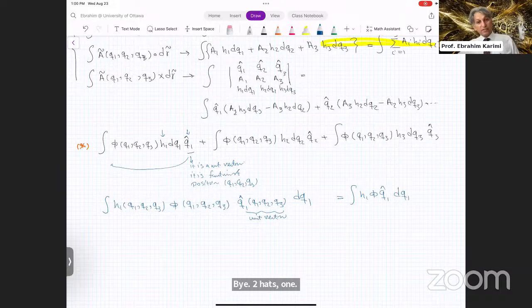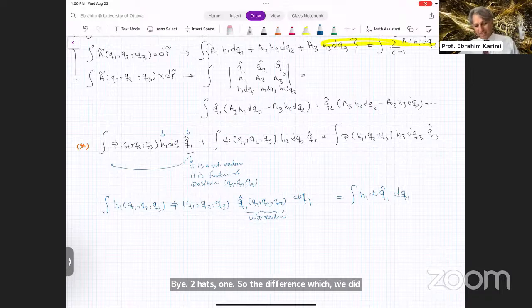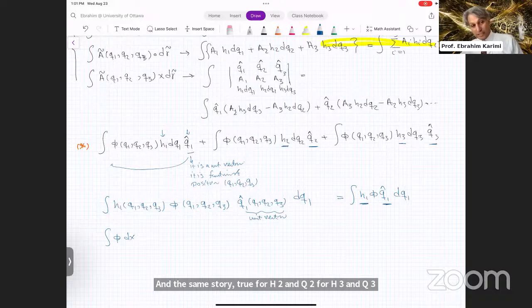So the difference with the Cartesian coordinate is that in the Cartesian coordinate, easily I will take the x hat out of this. There is no H1, H1 is equal to 1. And in the Cartesian coordinate, that will be simply given by phi dx. But here I have to be careful with H1. I have to be very careful with Q1 hat as well. And the same story is true for H2 and Q2 hat, for H3 and Q3 hat. So that is the importance of using curvilinear space, or coordinates.